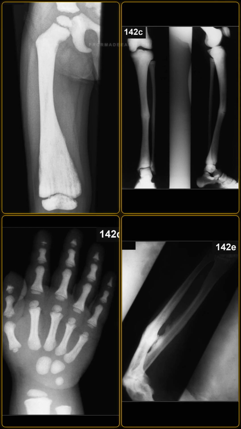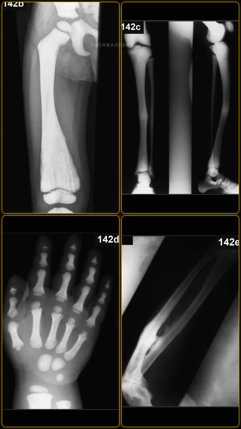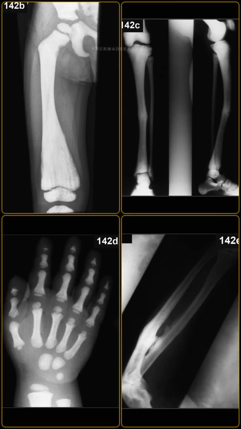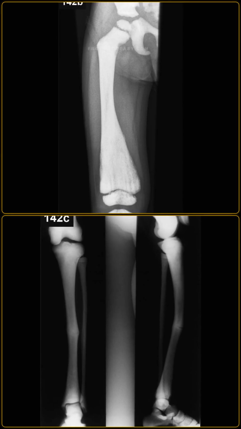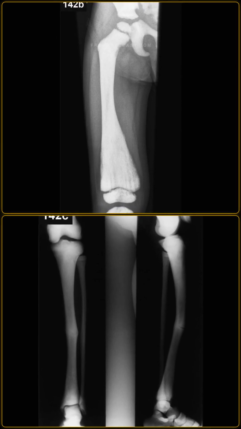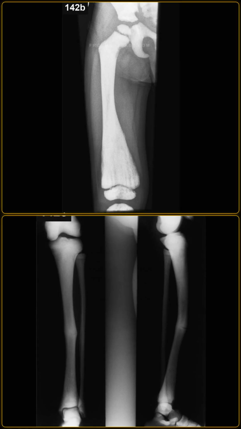I am showing you 4 comparison radiographs: a femur, a tibia, a hand, and a forearm. Describe their findings. The radiograph of the femur shows diffuse osteosclerosis and classic distal metaphyseal flaring, illustrating the Erlenmeyer flask deformity. The second image shows diffuse sclerosis and a transverse pathological fracture of the mid-tibia in a patient with pyknodysostosis.